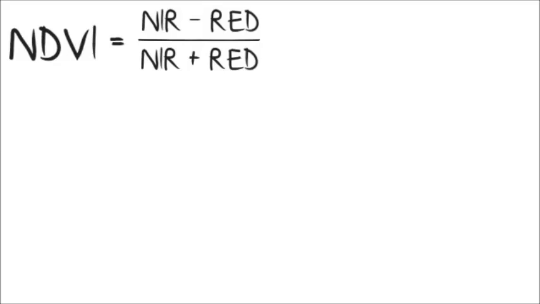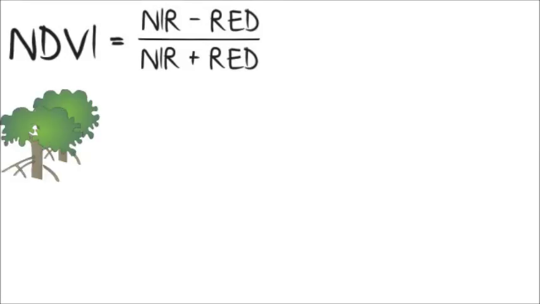The negative sign on the numerator ensures that, regardless of the near-infrared and red values, the numerator will always calculate out to a value less than that of the denominator. This means that the value of the NDVI will always equate to a value between negative 1 and positive 1.